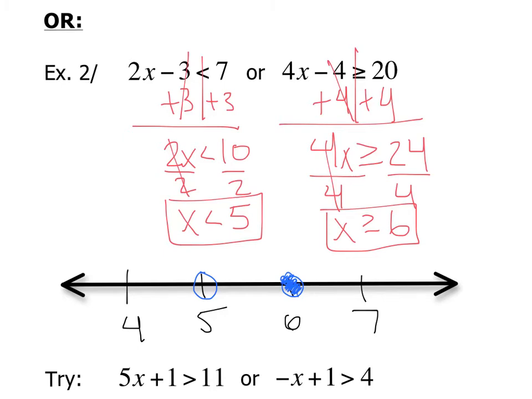Okay, since they were two separate inequalities, the lines are going to go in separate directions. So one will go left, the other one will go right. And you can always check this by looking at your inequalities. Less than 5, so it's left. Greater than 6, so it's right. Go and try the next one on your own.